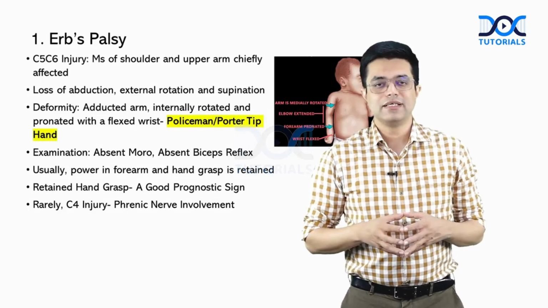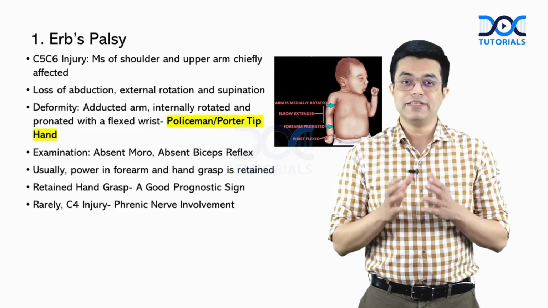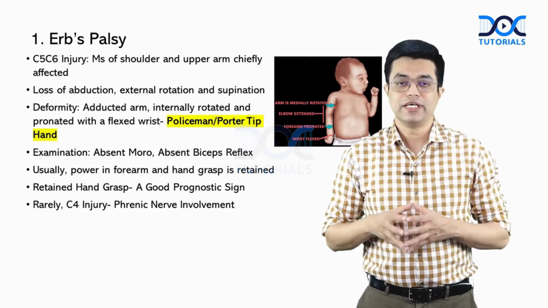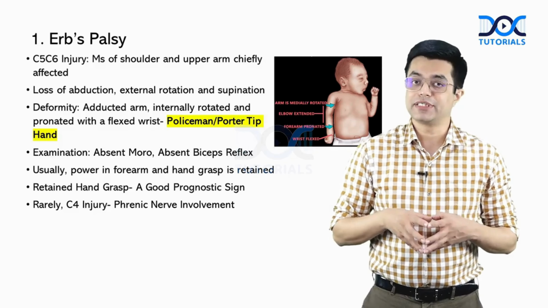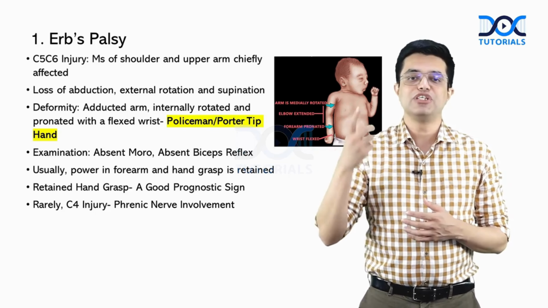Now, Erb's palsy is also called Erb-Duchenne's paralysis. The site of injury is the C5-C6 nerve roots. It is the most common type, seen in 90% of cases according to Klumpke. In this, muscles of the shoulder and upper arm are chiefly affected.